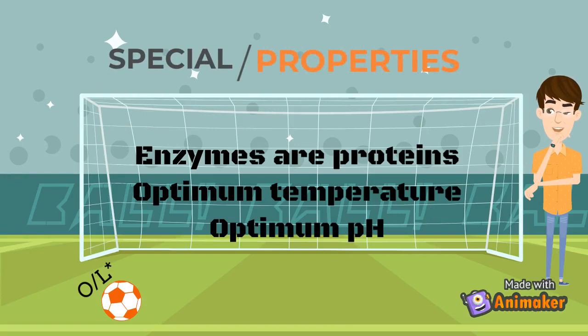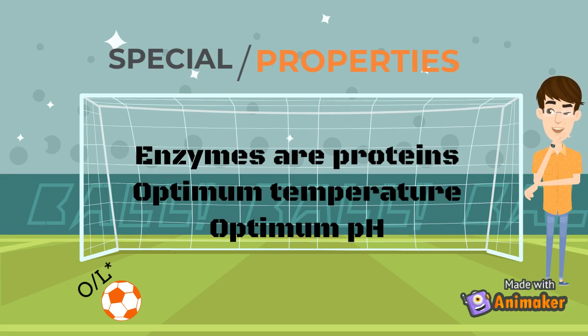Lastly, let's discuss some special properties of enzymes. First of all, we need to know that all enzymes are proteins. Now that we know that enzymes are proteins, we can talk about optimum levels. Just like other proteins, enzymes have an optimum temperature that it works best at. If the temperature decreases, it starts carrying out its function at a slower rate.